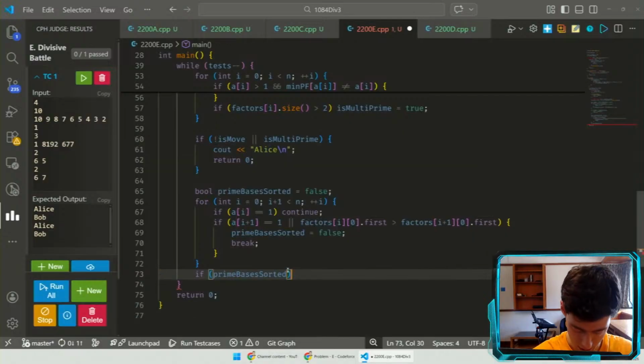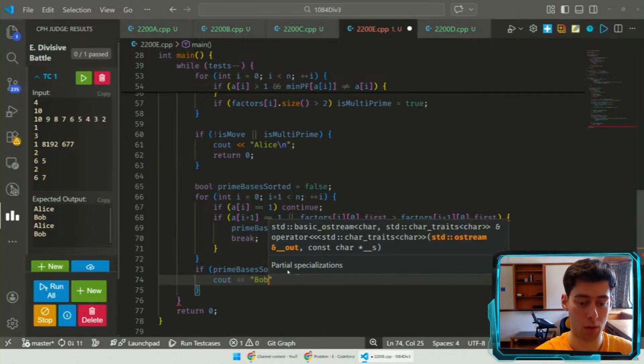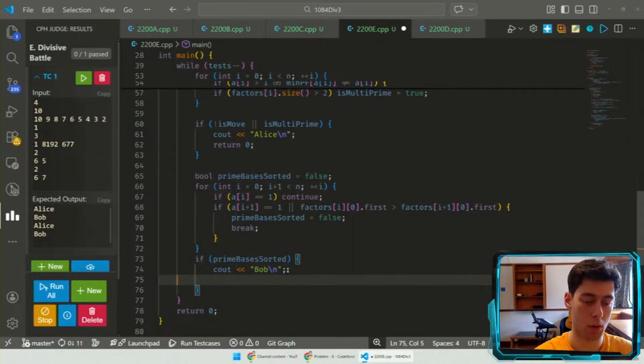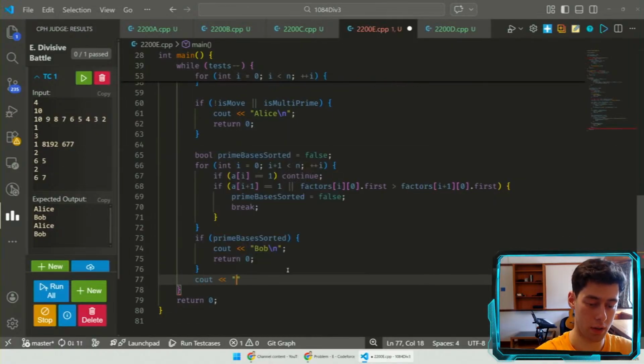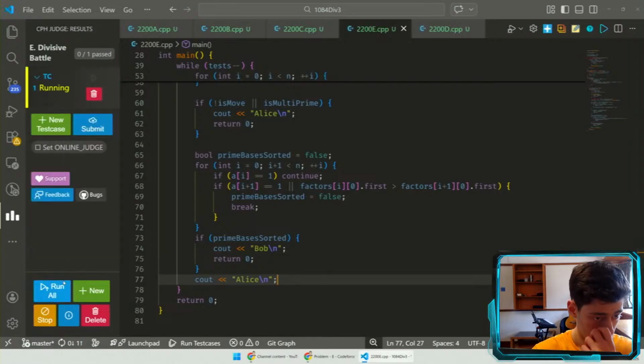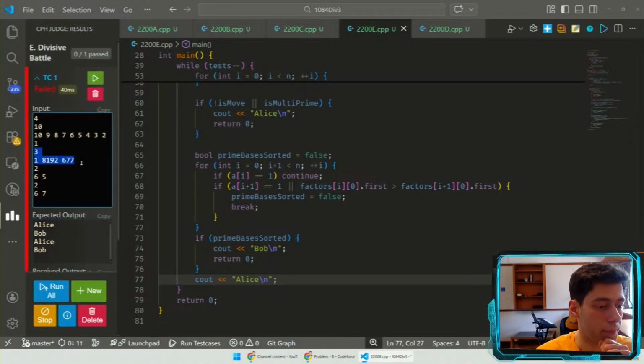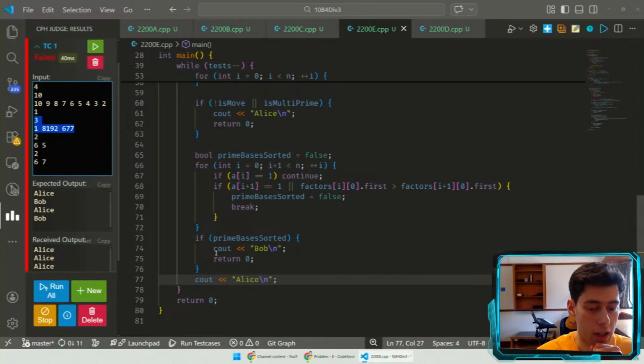So if the prime base is oscillative now, I print out Bob. Otherwise, I print out Alice. Okay, we made a mistake on this one. We say Alice when it's Bob. This one, right? Why do we say Alice?